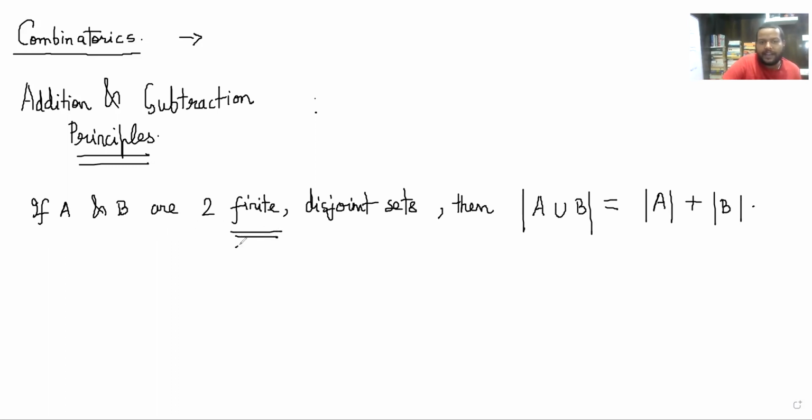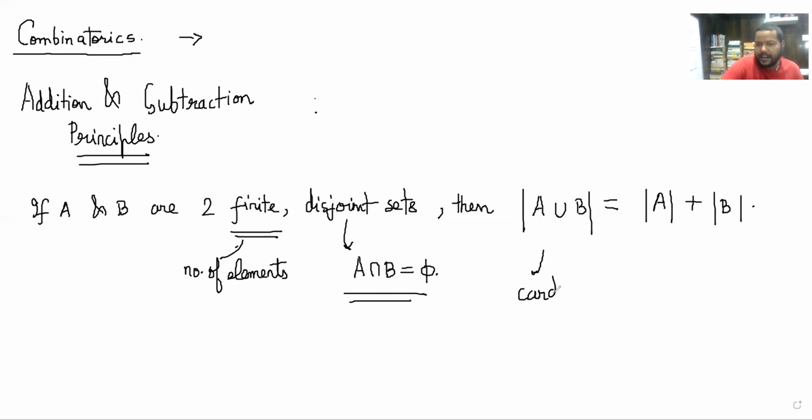What is finite? Finite means number of elements is an integer, right? Or a natural number. Number of elements is not infinite basically. And disjoint, if A and B are disjoint sets, that means that A intersection B is the null set, right? And what is this symbol? This mod symbol is actually telling us cardinality, or how many elements are there in A union B.